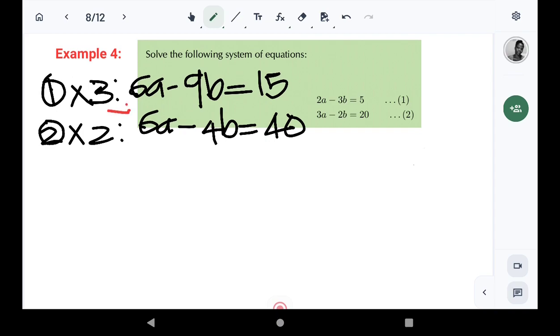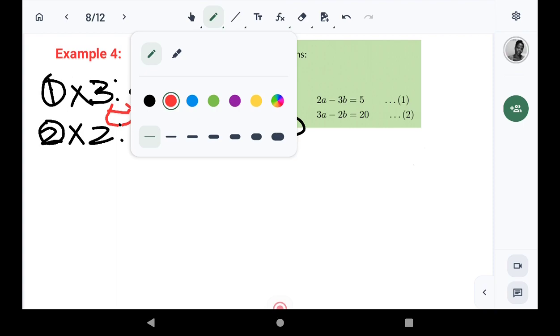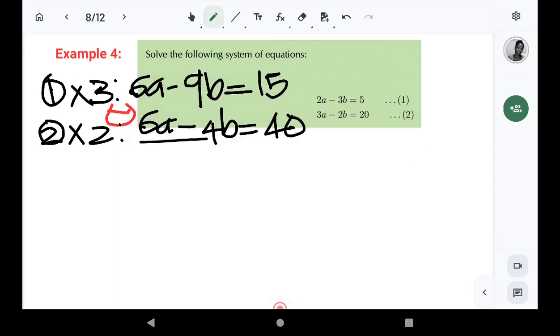So we subtract. Sorry, let me fix that. So we start from the right as always. 15 minus 40, take out a calculator. 15 minus 40, that is equals to negative 25. So you write that down. It's negative 25.